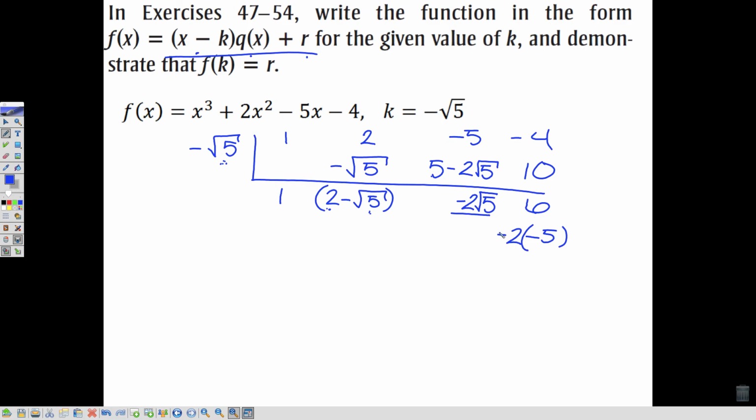You don't have any square roots in your homework, I don't think. I wanted to show you that you could.